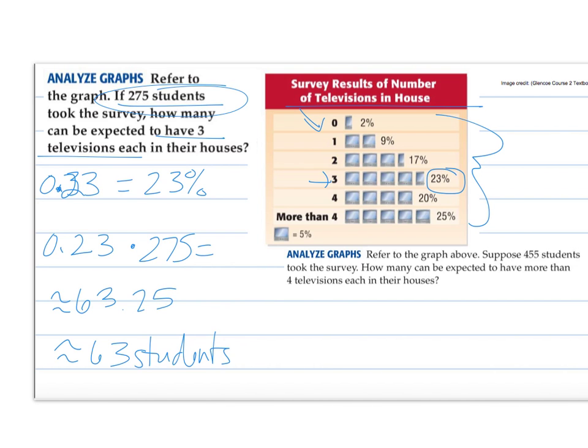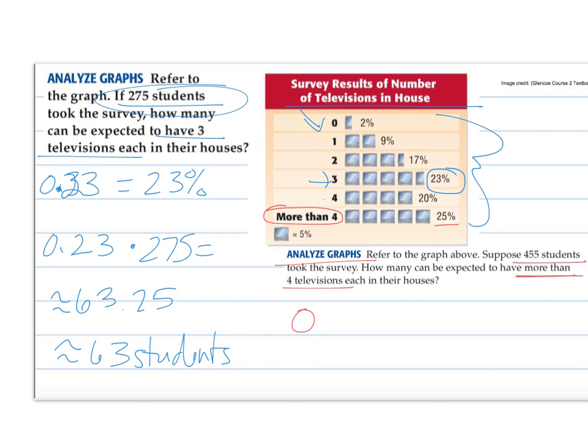Very last one for you to try. If you'd like, pause me here. Using the graph, what if 455 students took a survey? How many can we expect to have more than 4 televisions? So that's not just including 4. That's including the more than 4. So I have 25%.